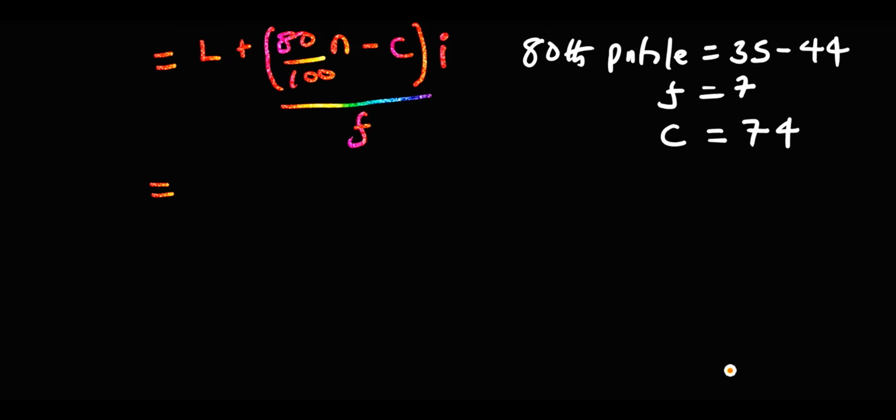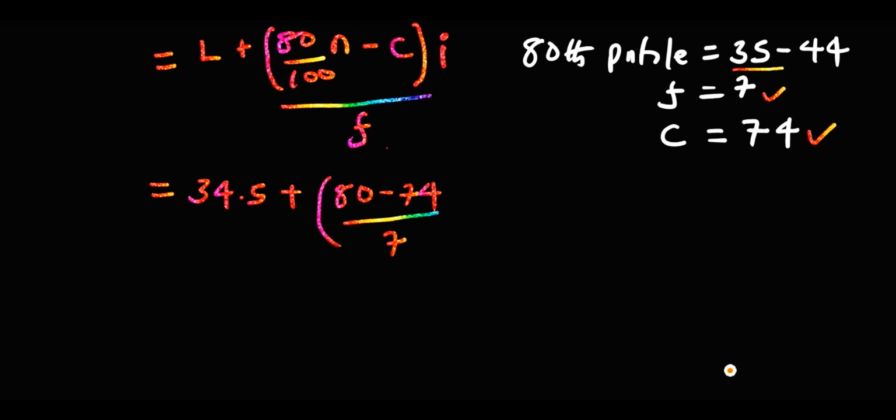We have L, and L is the lower class limit. So we just take 35 minus 0.5, and that is 34.5. Then we add 80 over 100 times N, which is 80. So we have 80 minus C. That is the cumulative frequency above the 80th percentile class, and that is 74. Then we divide that by F, where F is 7. That is the frequency of the 80th percentile class. And then whatever we get, we multiply by 10, which is our class interval. Okay, so now let us just simplify this.